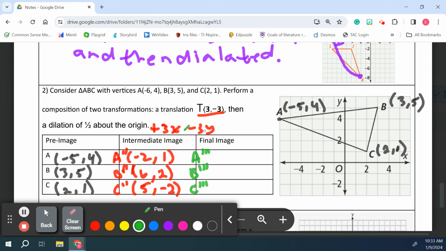All right, so now it says they want a dilation of 1/2 about the origin. So you're going to multiply everything by 1/2 now. So -2 times 1/2 leaves you with -1. And 1 times 1/2 just leaves you with 1/2. For B, 6 times 1/2 leaves you with 3. 2 times 1/2 leaves you with 1. And then C is going to be 5 times 1/2, which leaves you with 5/2 or 2.5, whichever you want. And -2 times 1/2 leaves you with -1. So there are your points.